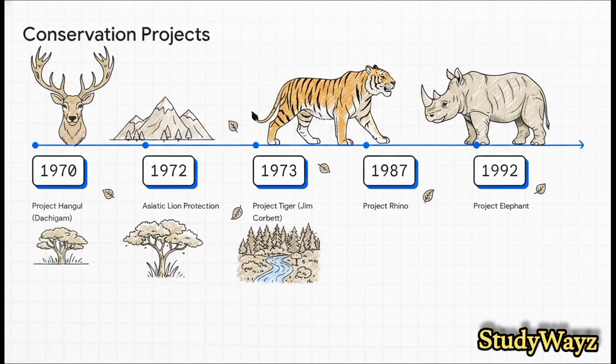In 1972, we saw the Asiatic Lion Protection Initiative for the Gir Forest. And then 1973 is a massive year. Project Tiger was launched, starting at Jim Corbett National Park. Later on, we added Project Rhino in 1987 and Project Elephant in 1992. Dates or locations, remember both.